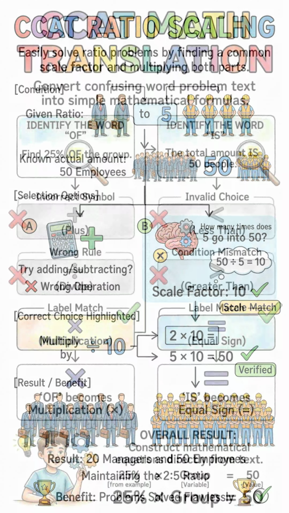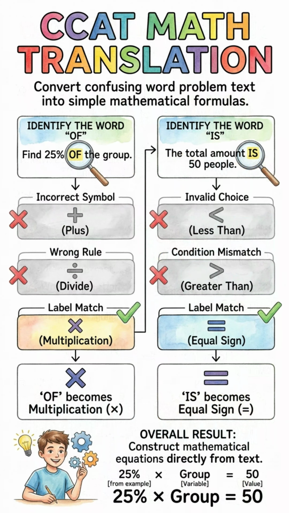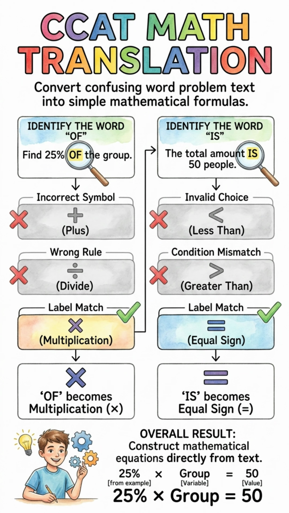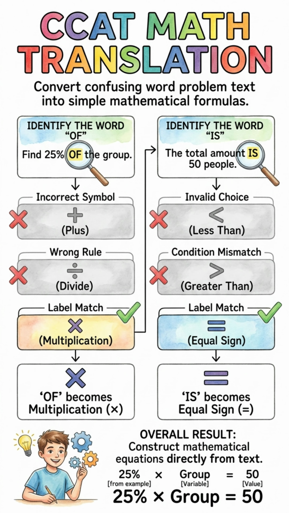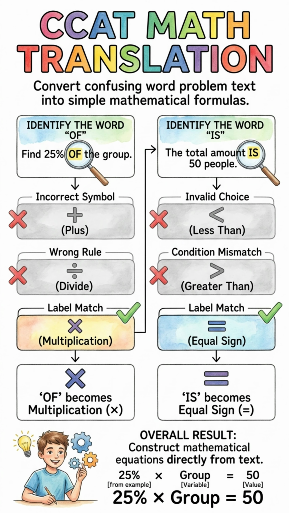Word problems are heavily featured on the CCAT, and they are essentially reading comprehension tests disguised as math questions. Test makers intentionally use confusing sentence structures to hide very simple arithmetic. Your primary goal is to carefully translate the English language words into mathematical symbols. For example, the word "is" almost always translates to an equal sign, while the word "of" almost always translates to a multiplication sign. Learning this basic translation guide will help you build mathematical formulas directly out of the text.